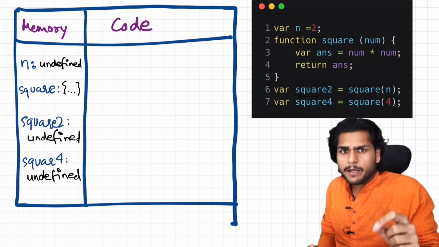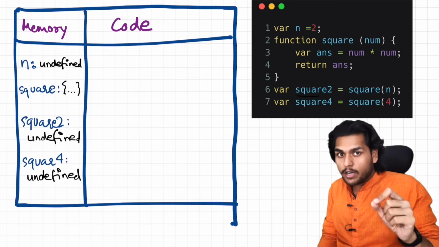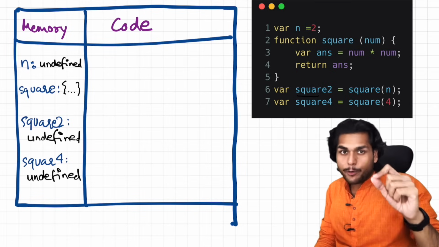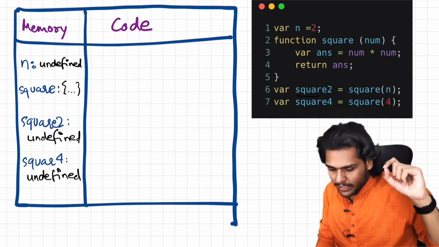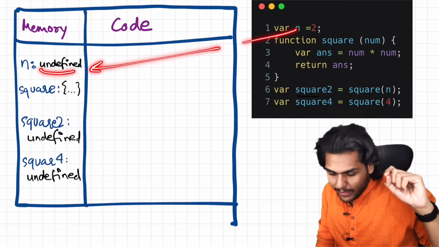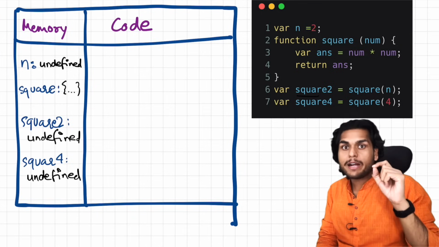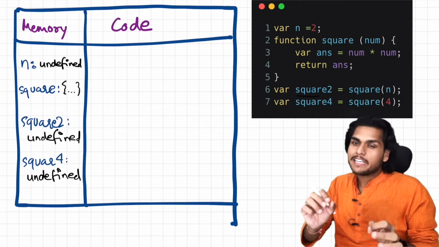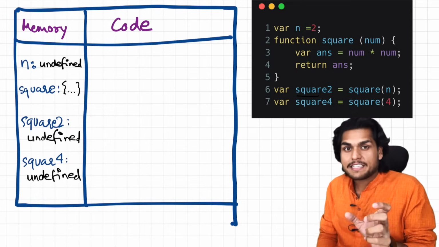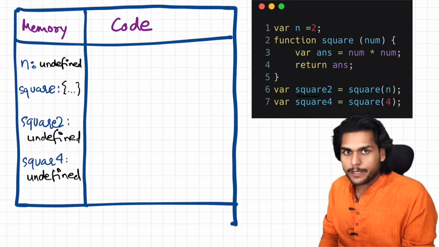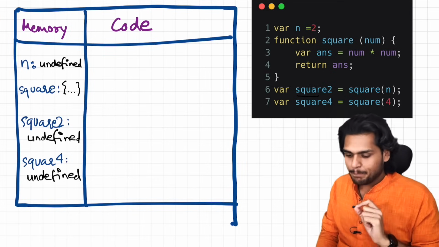It's a bit tricky. Let me give you a quick recap. In the first phase, JavaScript skims through the whole program line by line and allocates memory to all the variables and functions. As soon as it encounters n, it reserves memory for it and allocates a special value undefined to it. Remember this value undefined. We'll be talking a lot about this. I'll make a separate video altogether for undefined, but for now just understand undefined is placed over here. It's like a placeholder. It's a special keyword in JavaScript.